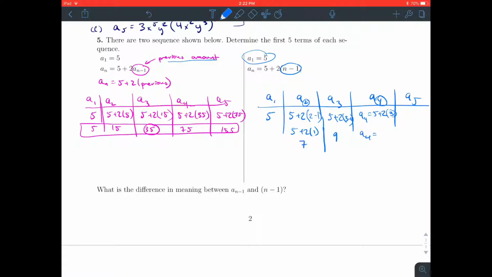4 minus 1 is 3. a4 is equal to 11. And then a5 is equal to 5 plus 2 times, not the previous amount, not 11, but the index minus 1. The index minus 1, so 4. So a5 is equal to 13. So we get all of our values here.